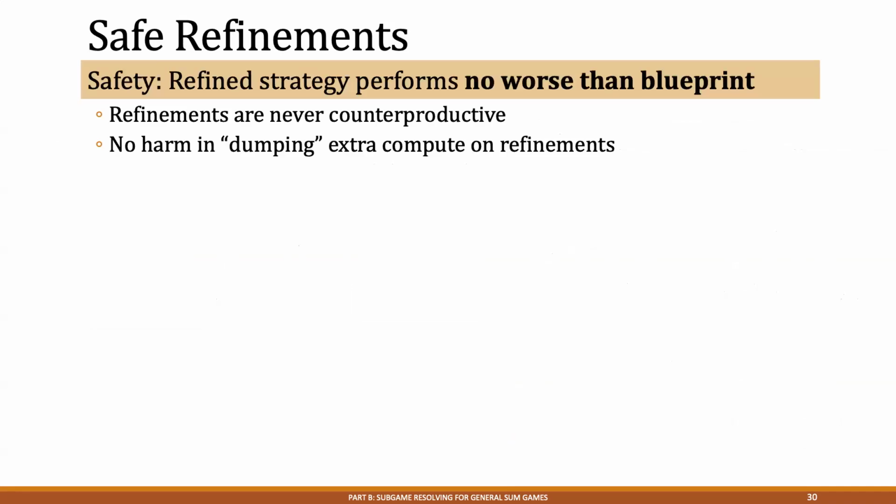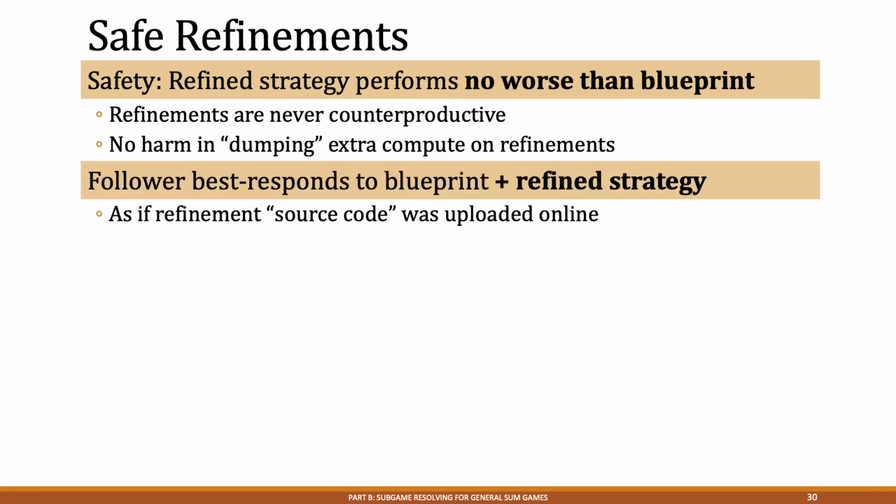So one important property is that of safety. This safety property is obeyed when the refined strategy performs no worse than the blueprint. And that is something that we want because we expended all this extra compute online. If we do worse than the blueprint, which was our baseline to begin with, that's kind of counterproductive, right? So we want this to happen. And one important point to note is that the follower actually best responds to the blueprint and the refined strategy. So this is as if the refinement source code was uploaded online. It's not just the blueprint, right? And I will explain this in the next slide, which will tell us what happens during unsafe refinements.